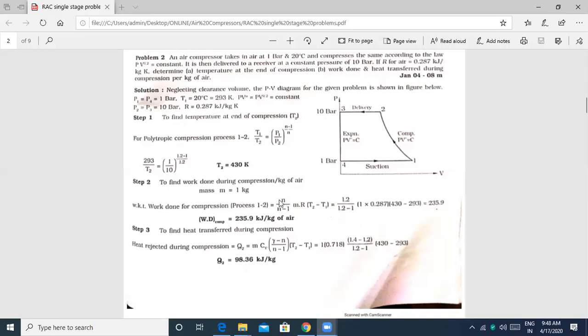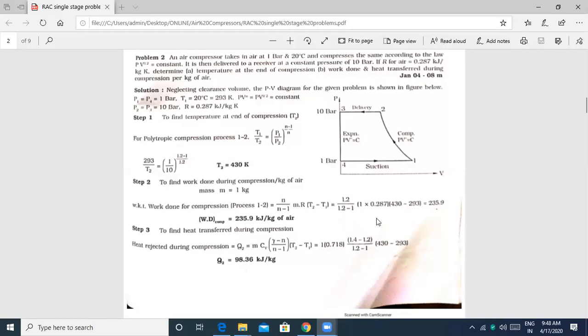We know n. 1.2 divided by (1.2 minus 1) into m, which is 1 kg. So if they are not given anything, you have to take it as 1 kg. Into 0.287 into T2, which we just found using this formula, 430 Kelvin, minus T1, which is 293 Kelvin. And remember, don't express temperature in Celsius. You have to express temperature always in Kelvin. Remember, then only you'll get the correct answer.